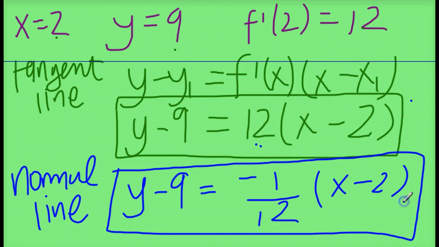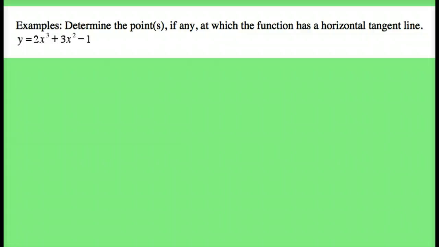Get used to seeing these and using point slope form all the time, because it's going to come up in many ways this year. So let's do one last problem.